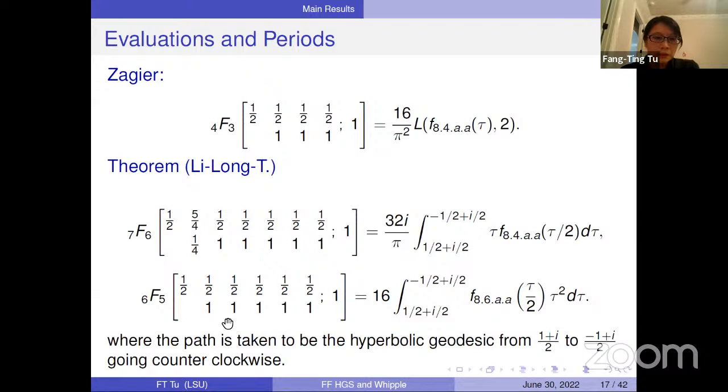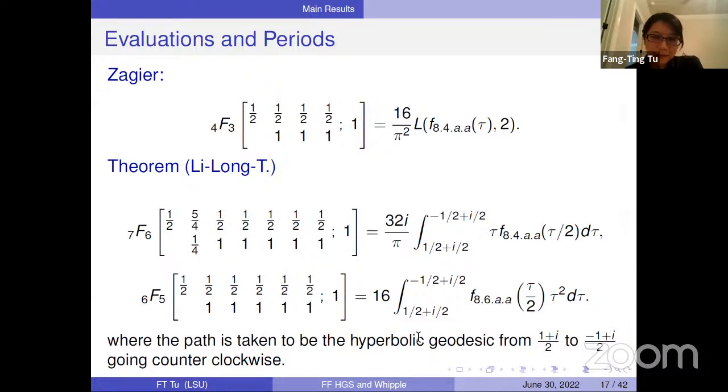And we can also show that the 6F5 value is the period of the weight 6 modular form in the table. Okay, so the path here is actually the hyperbolic geodesic connecting these 2 points, and the direction is counterclockwise. I will show you the picture in a few minutes.